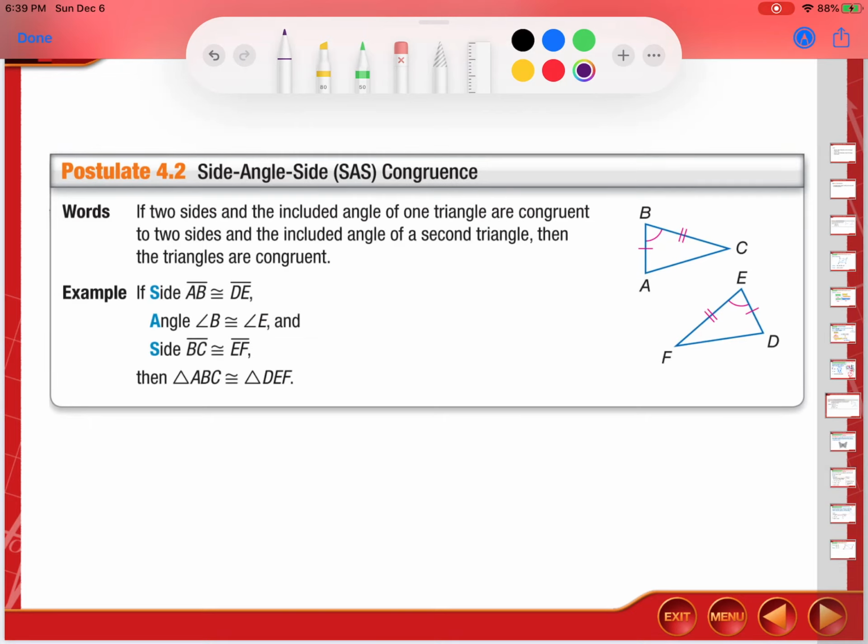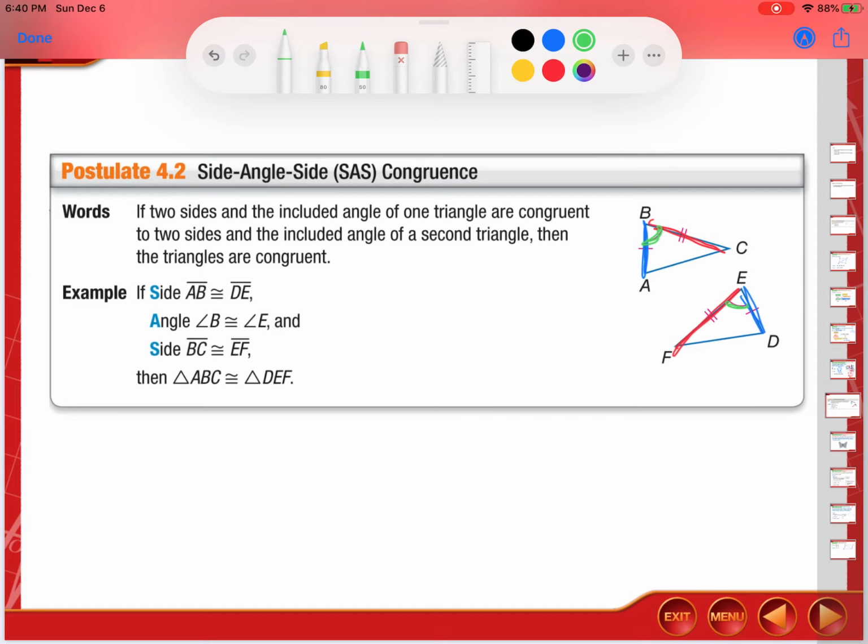Continuing on. So, side angle side. What side angle side says is if you have these two sides that are the same, so one hash mark matches up with one hash mark, two hash marks match up with two hash marks. So this blue side is the same as this blue side. This red side, same as this red side. And then our green angle in the middle is the same as the green angle in the middle. So if we have two sides that are the same and the included angle, that green angle, is the same, then the triangles are congruent. That's what side angle side says.